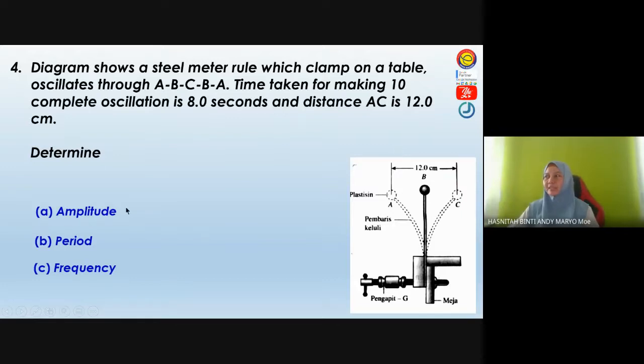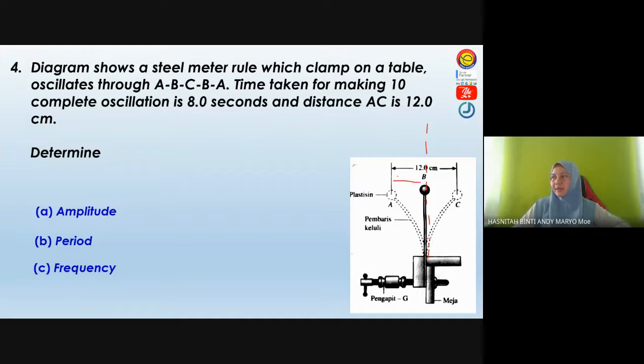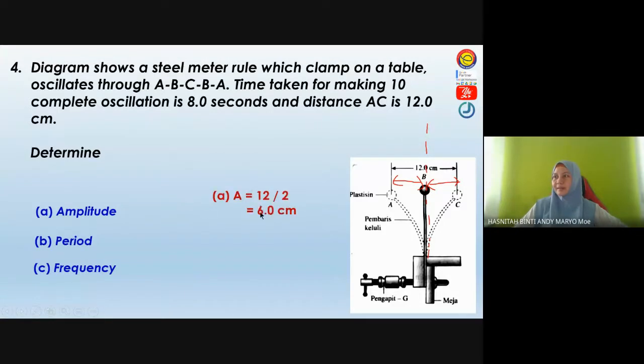So what is the amplitude, students? Amplitude, remember, is the maximum displacement from the equilibrium position. This is the equilibrium position. So where is the amplitude? Either this or this one. So what is the amplitude? It is 6 centimeters. Okay, 6 centimeters is the amplitude.